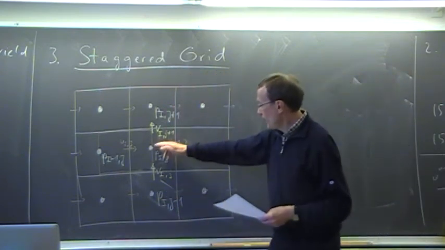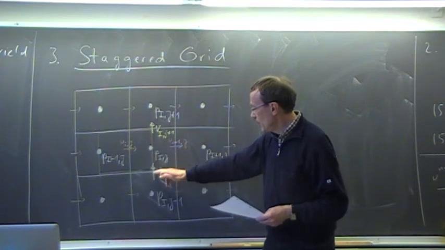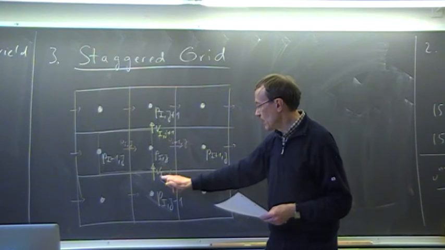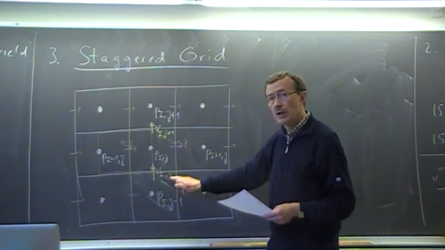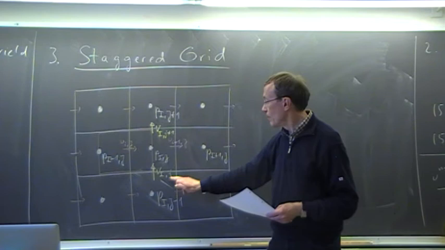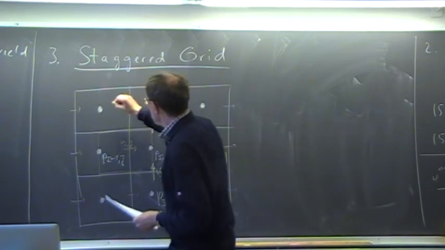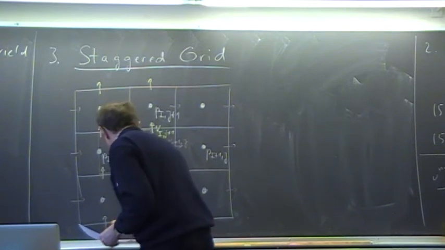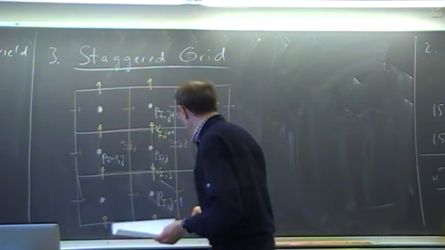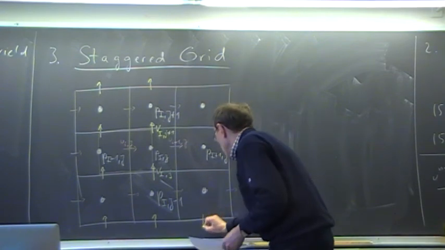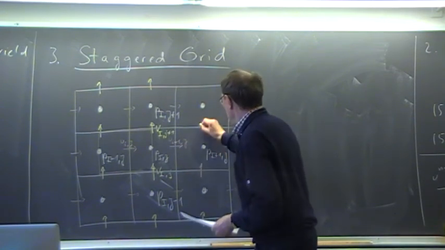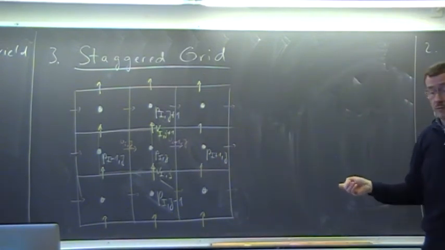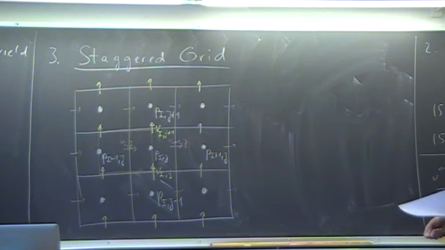So to the south of the pressure node, we locate the velocity with the same I index, capital I, as the pressure, but lowercase j. And then we have also the V everywhere at these faces. Again, when we have inflow, we would give them. When we have outflow, we would extrapolate them. And if we have a solid wall, then both U and V are zero, if we have a stationary wall.